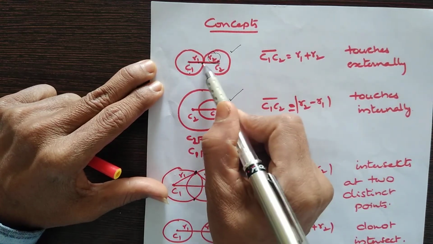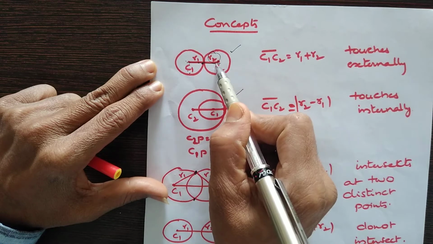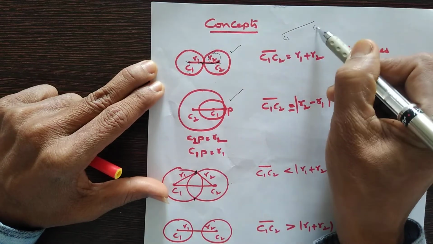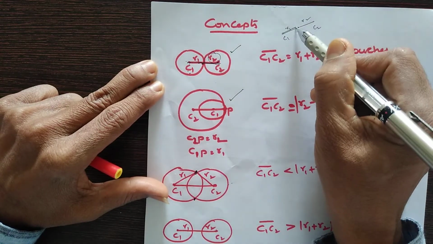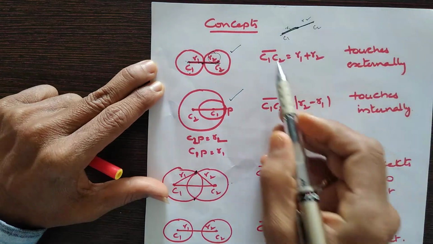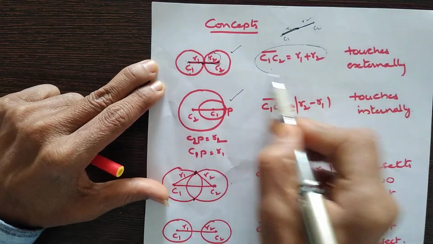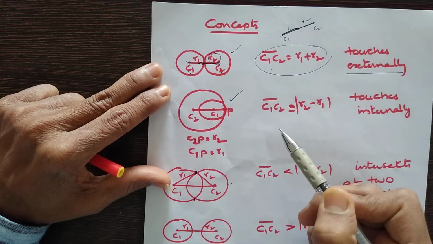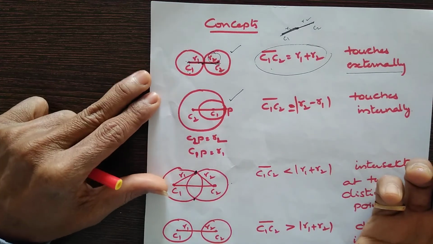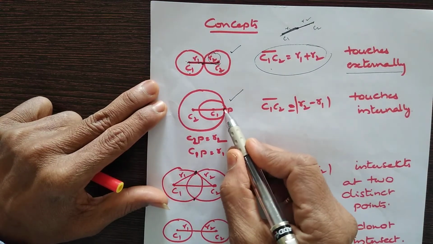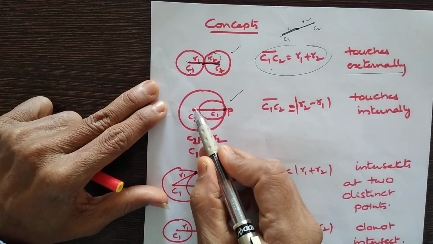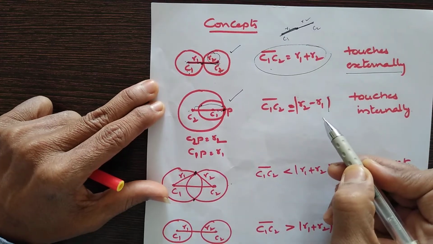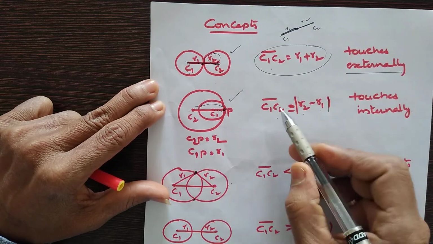And C1C2 means the distance between C1 and C2. If it is equal to R1 plus R2, it means the circles touch. See, C1C2, this is R1, this is R2. If this is equal to this whole thing, if it is satisfying this condition, then we can say that the given two circles touch externally at one point. If they touch internally at one point, C1C2 is equal to modulus of R2 minus R1. Why did I keep modulus here? It means the distance should always be positive. So that's why. Okay? C1C2.